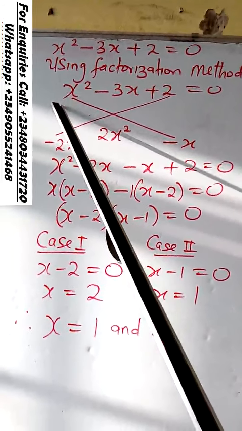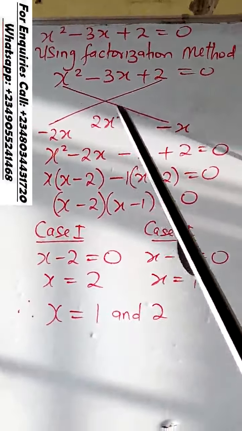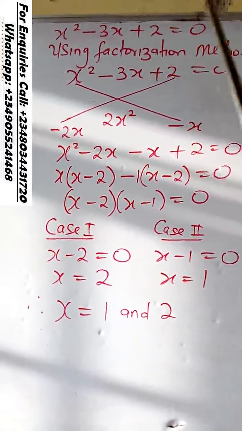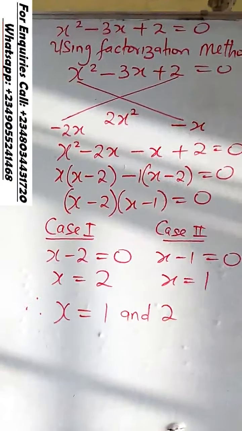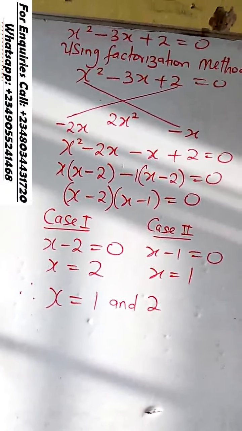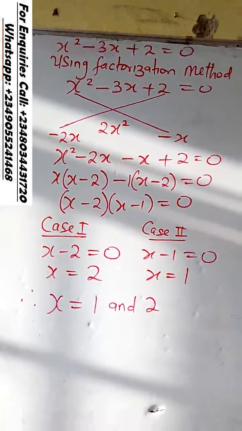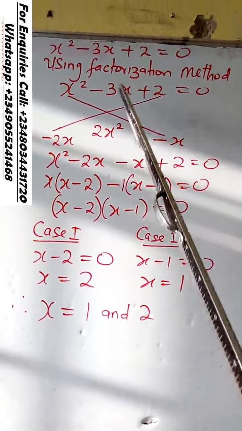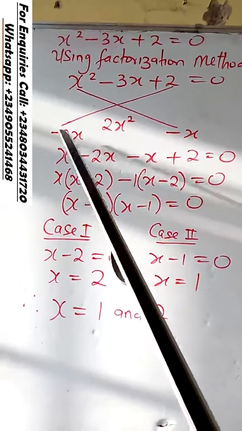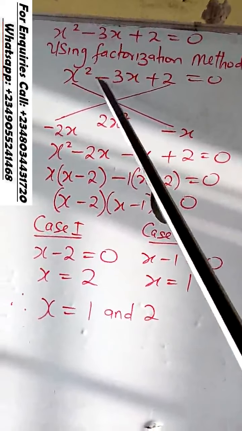Multiply the first term with the last term. You have 2x squared. That is the meaning of this sign. This sign means multiply the first and the last to give you 2x squared. Now look for factors of 2 that you will add together to give you the middle term. So the factors of 2 are what? 2 and 1. So how will you add 2 and 1 to give you minus 3?